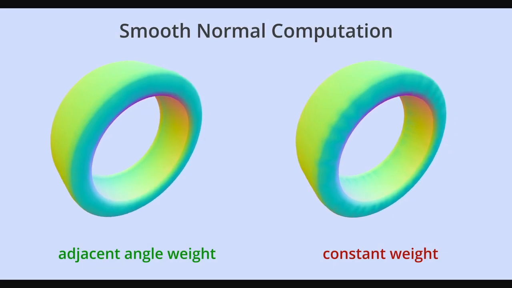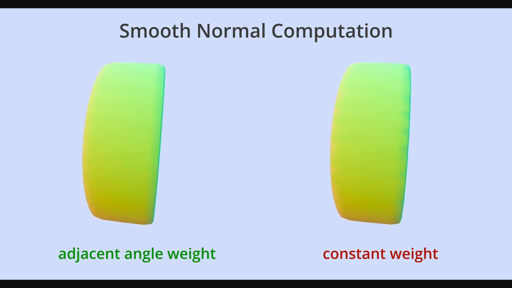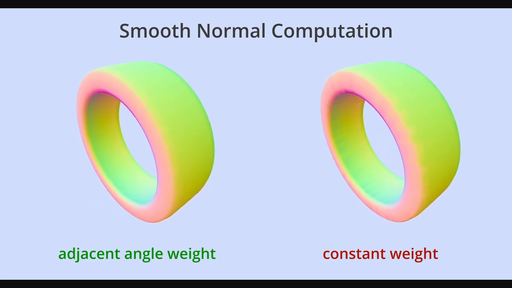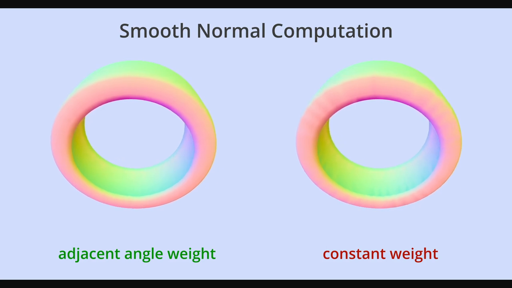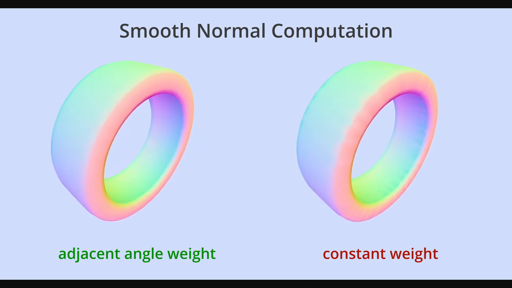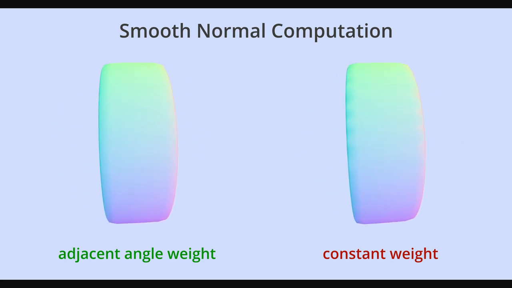By the way, did you know that smooth normals are not computed by simply averaging them? You need to weigh the triangle normal according to the angle with which the triangle is connected to the vertex, which I didn't know either.